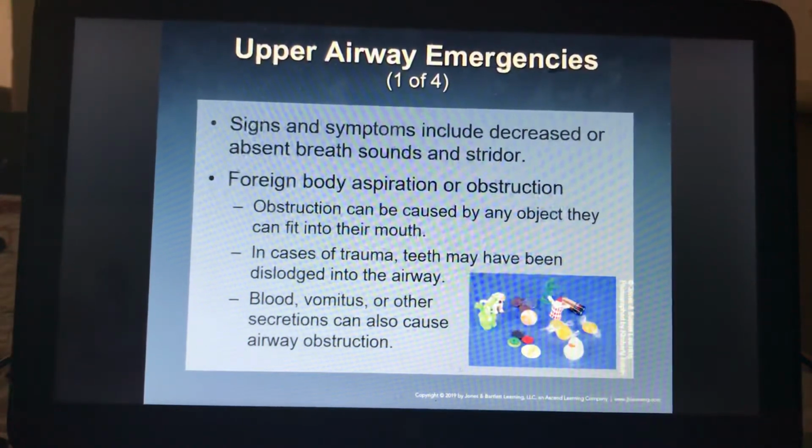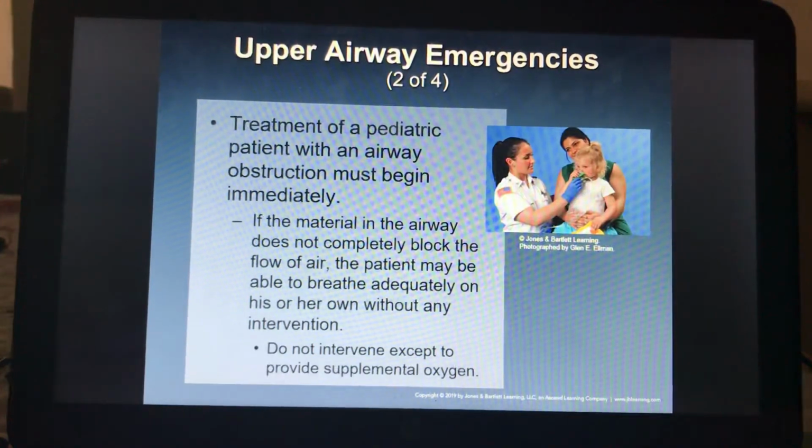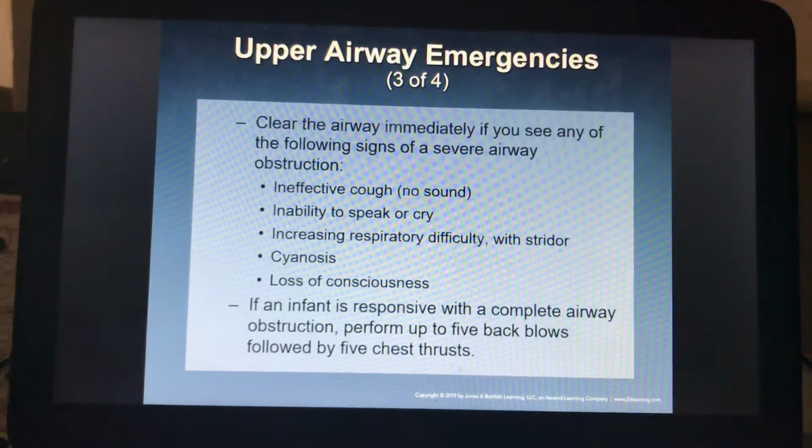Same rules still apply. If they can cough, they can breathe. They've got a little bit of stridor, but they're still moving air. Go ahead and let them cough. Do not blind finger sweep.